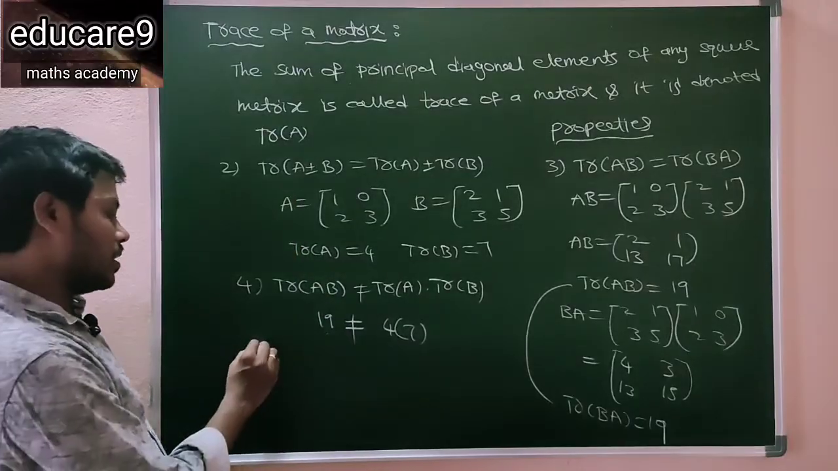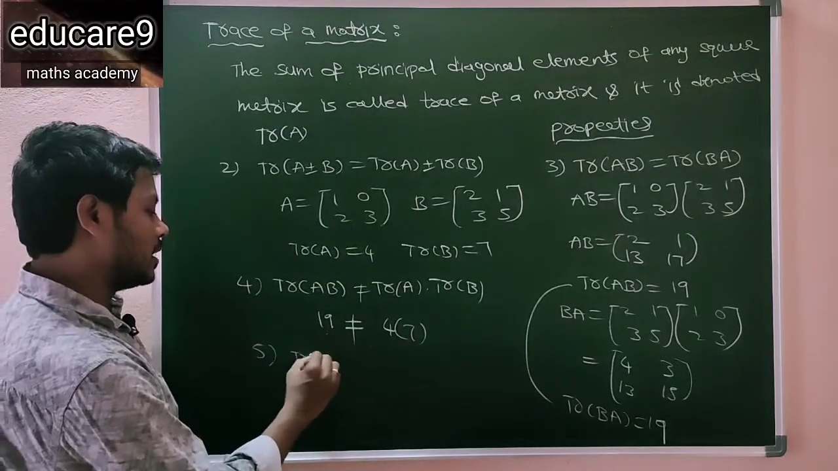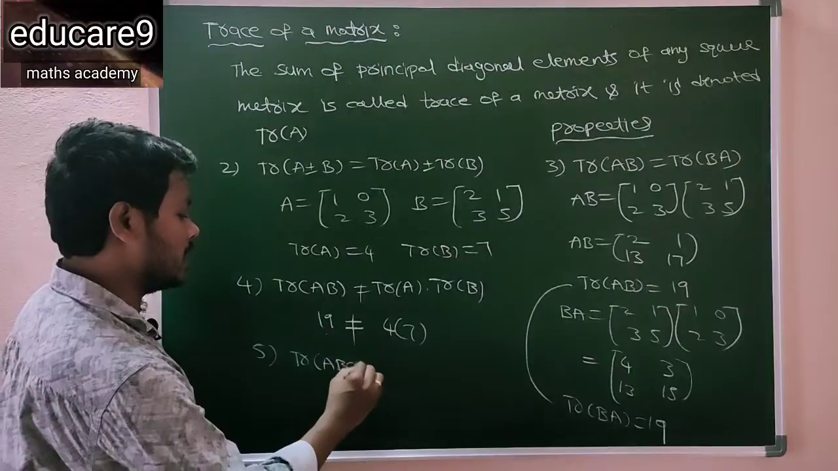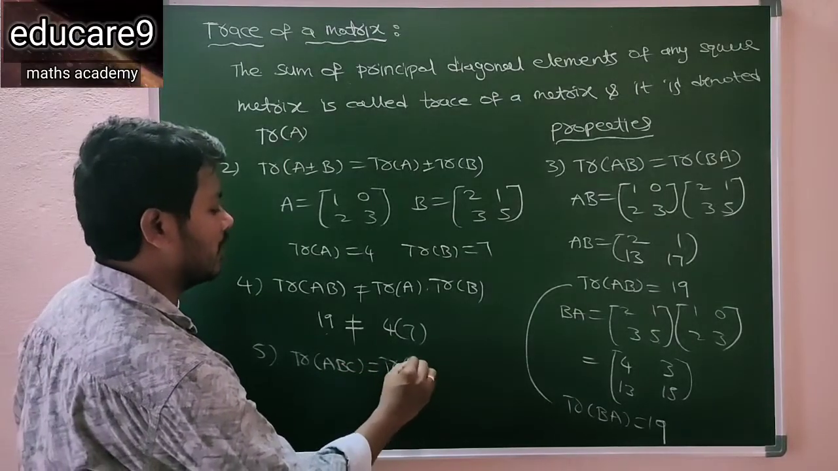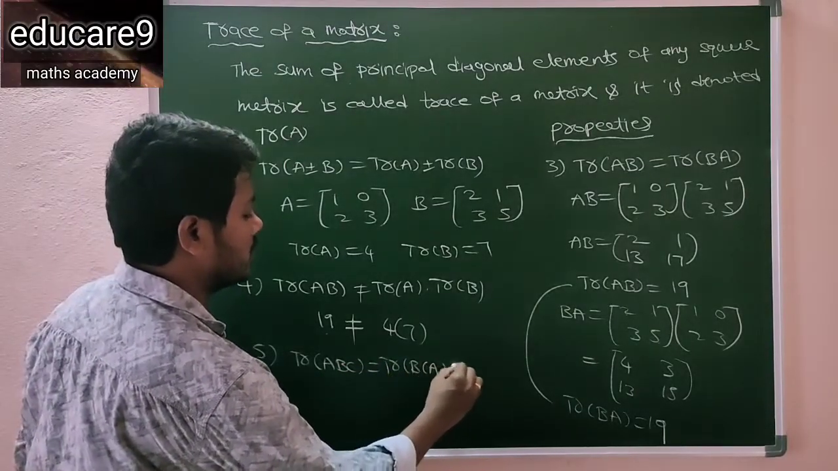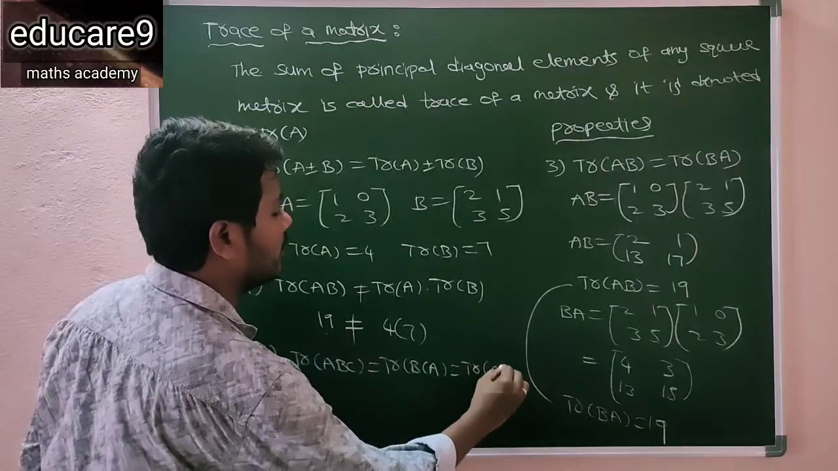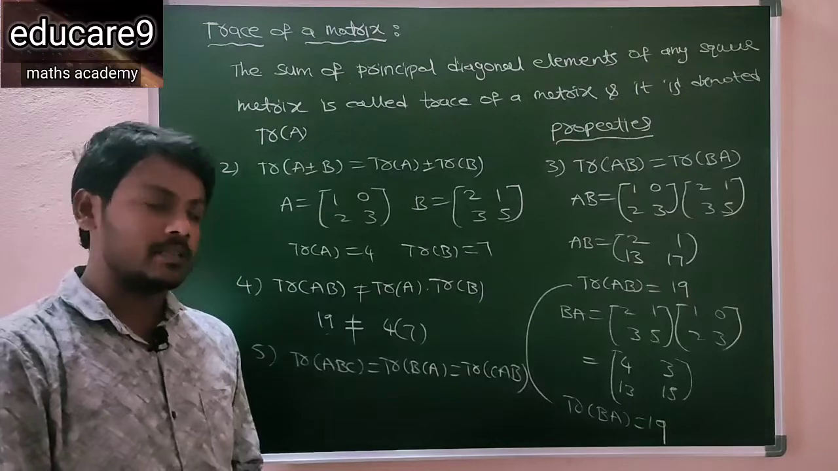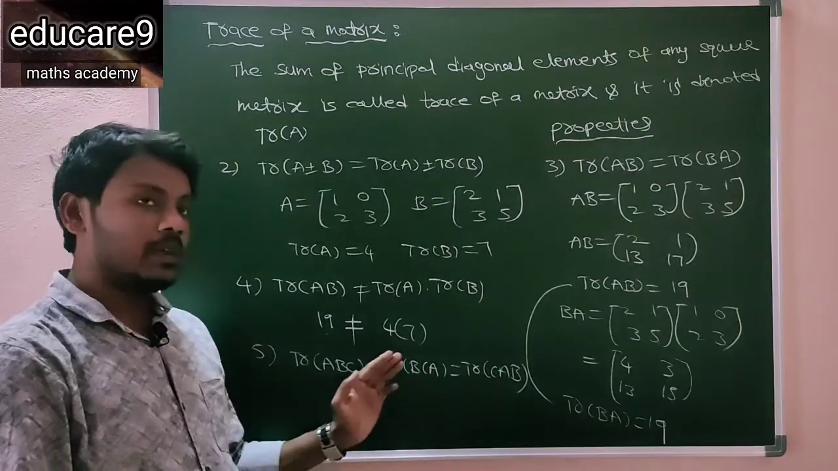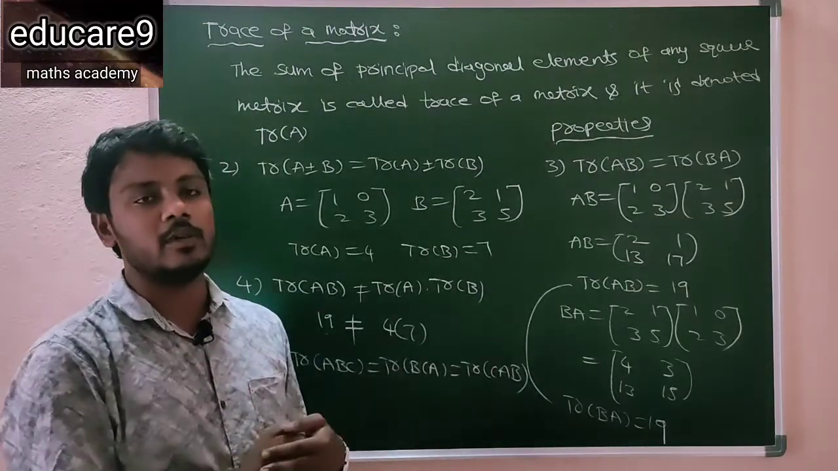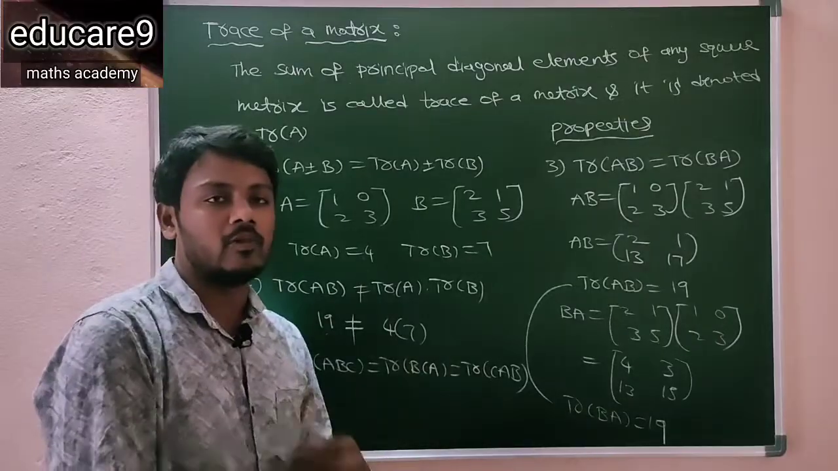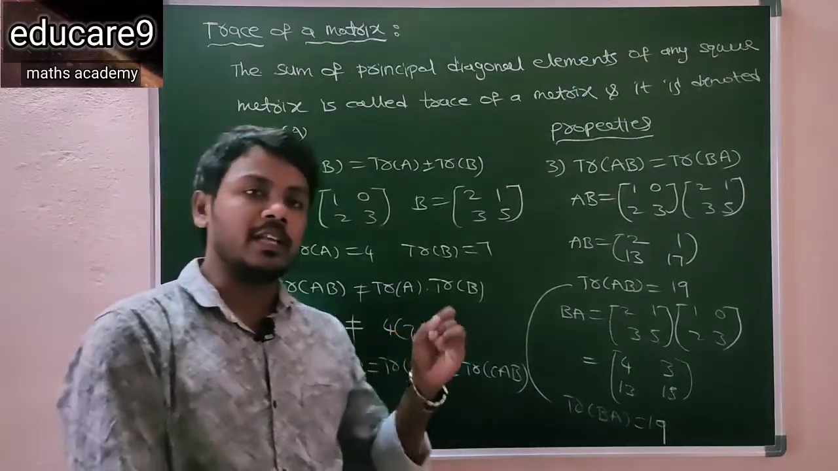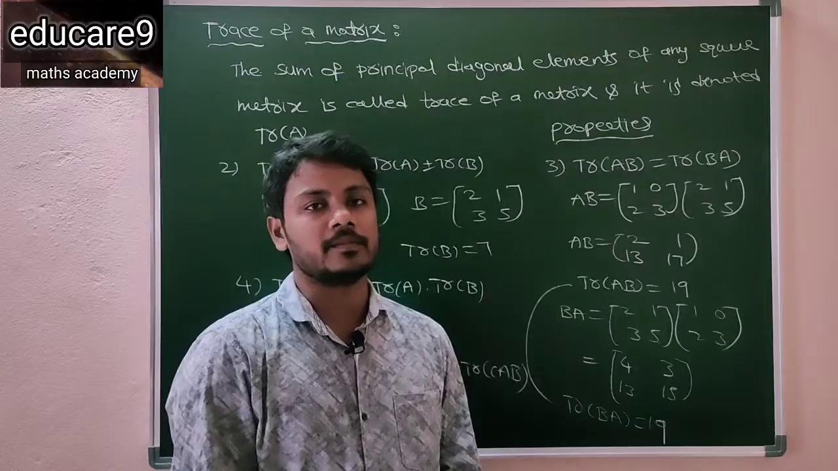Next one: trace of ABC is equal to trace of BCA is equal to trace of CAB. See, A, B, C are any three matrices, then trace of ABC, trace of BCA, trace of CAB, these three are equal. So these are the properties of the trace of matrices.